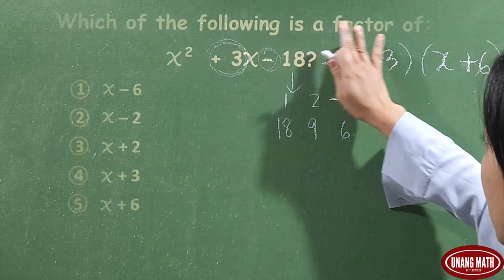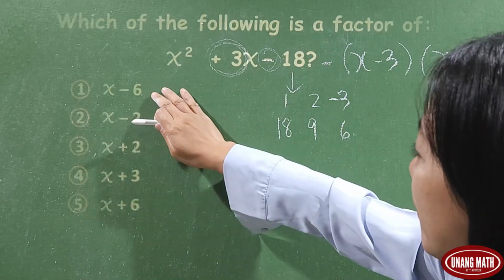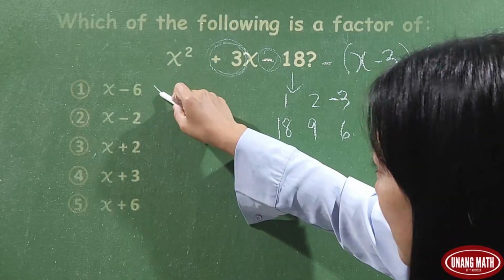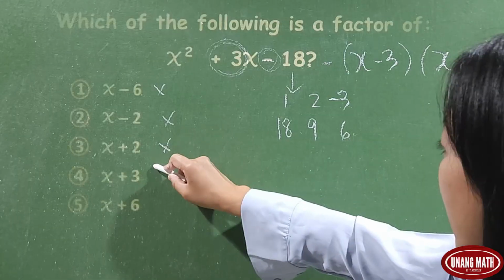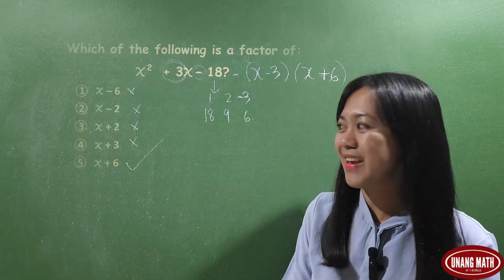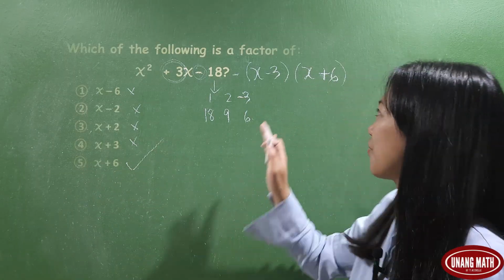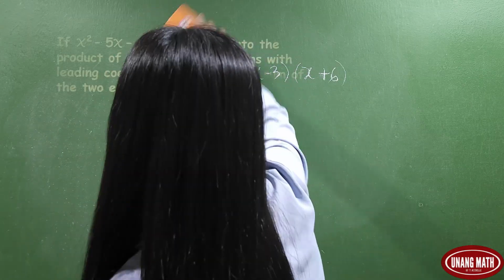So which of the following is a factor of x squared plus 3x minus 18? So we have here x minus 6 is not. X minus 2, no. X plus 2, no. X plus 3 is not. And x plus 6 here is the correct answer. Okay, what about this last problem?